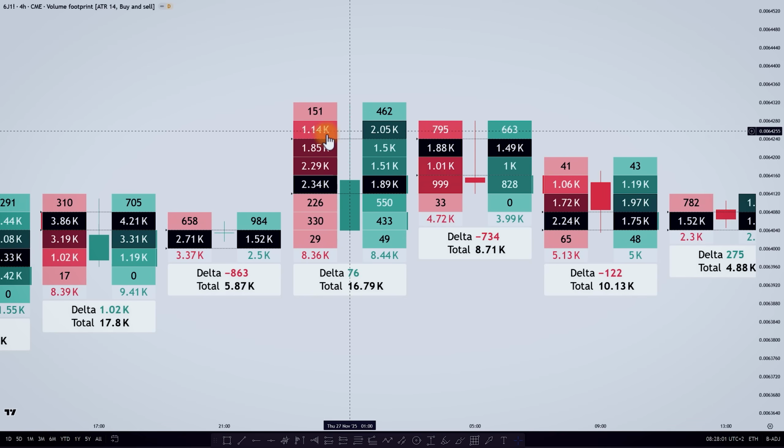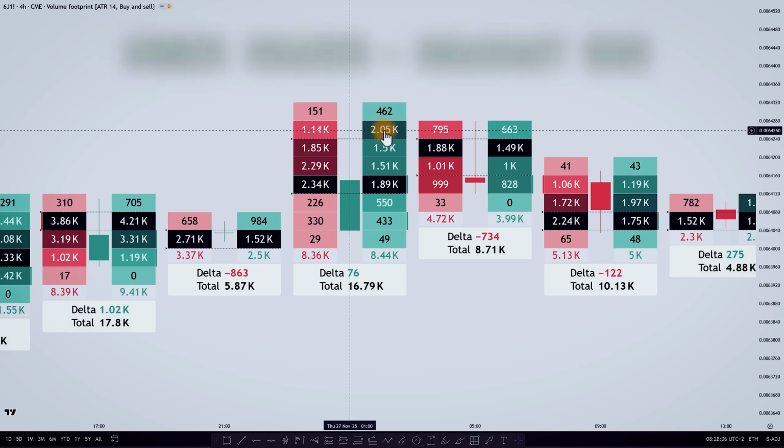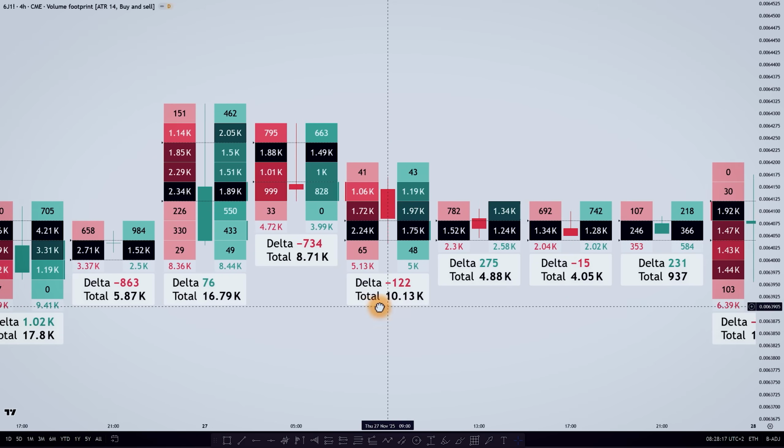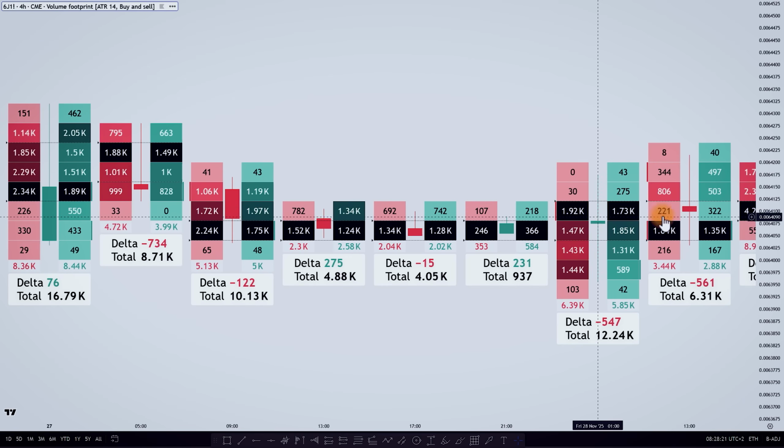The format is simple. Here's how to read it. Compare the two numbers. If the right number is bigger, more buyers were aggressive at that price. If the left number is bigger, more sellers were aggressive. That's it. You're comparing two numbers. If you can look at 50 and 20 and know which is bigger, you can read a footprint chart.